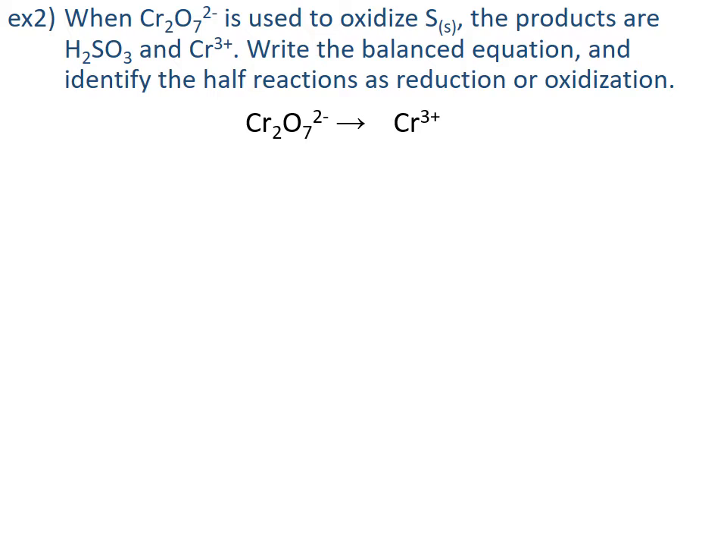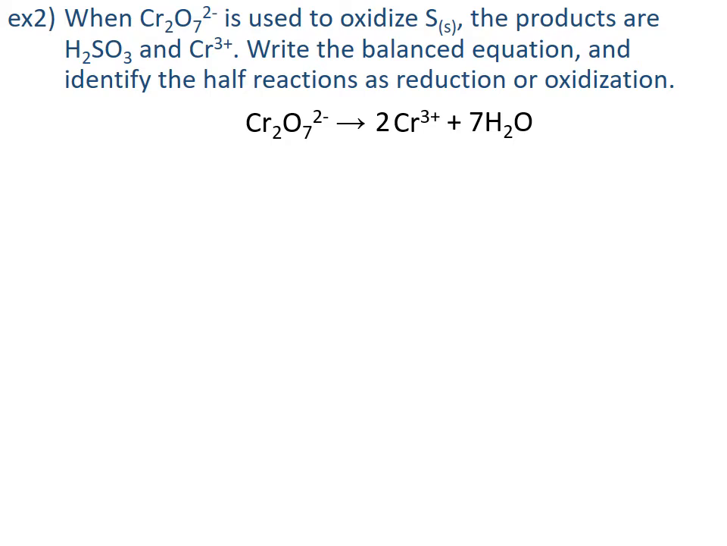So first we have dichromate becoming chromium-3 ion. I balance out everything with the exception of oxygen and hydrogen to start. I have 2 Crs on the left, so I need 2 Crs on the right. Balance out oxygen by adding H2O to the side that needs more oxygen. Right now I have 7 O's on the left and none on the right, so I will have to add 7 H2O's to the right-hand side.